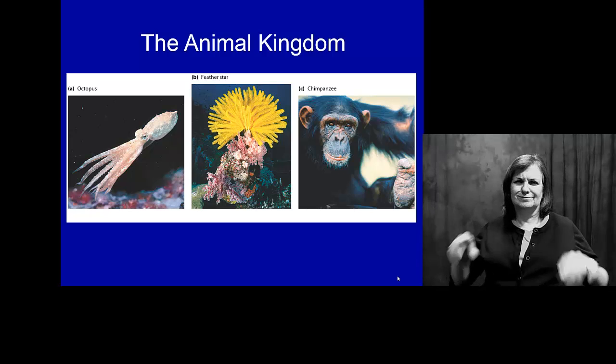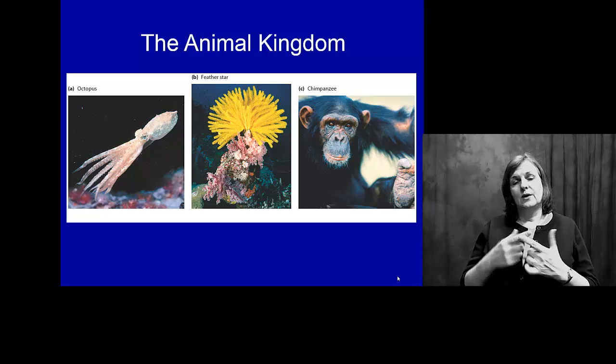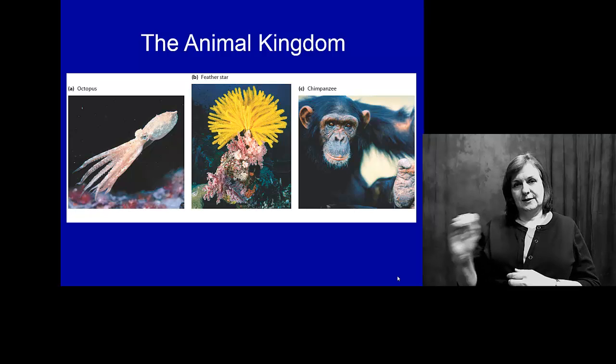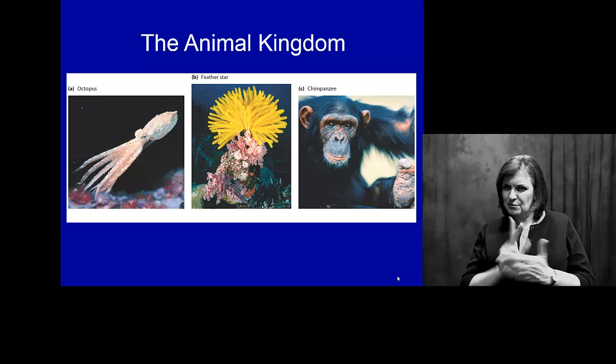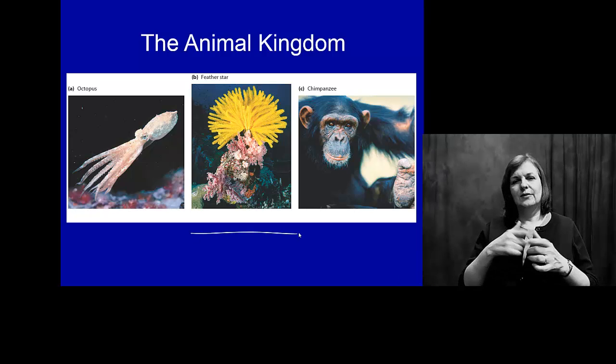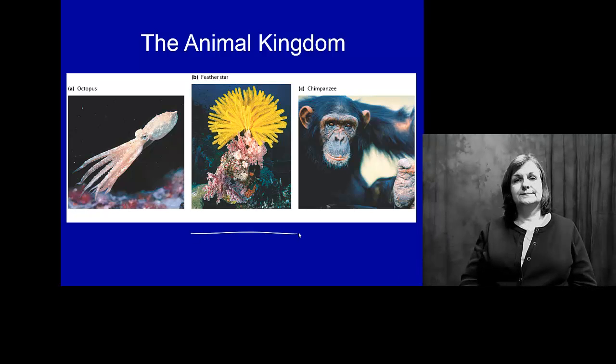So there's huge diversity in the animal kingdom. It's probably not a surprise to you. We'll look at all of these different organisms as all being animals, even this one in the middle that looks more plant-like, still an animal. So we'll look at that.